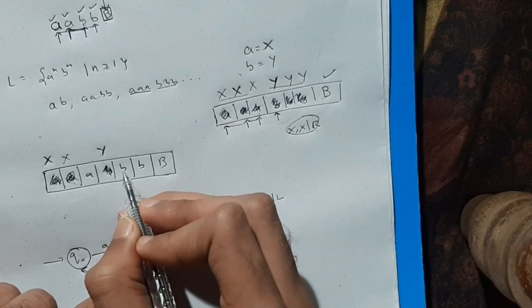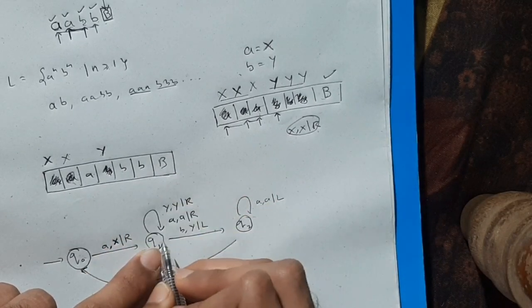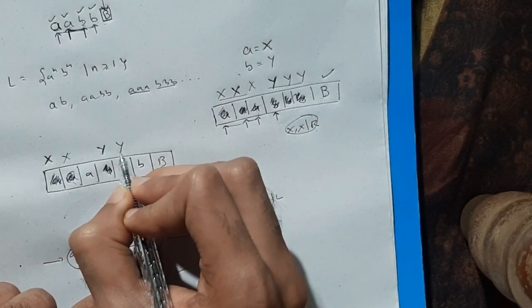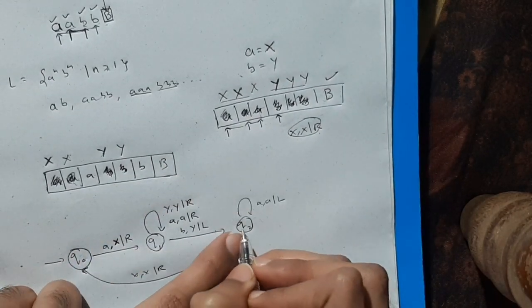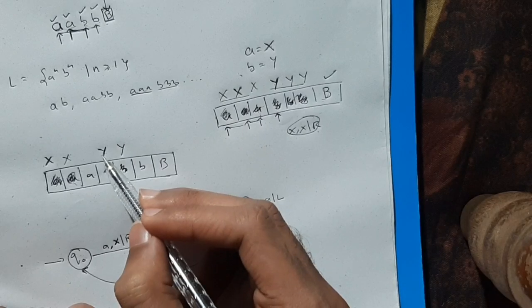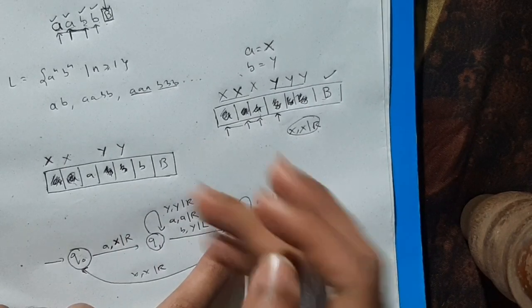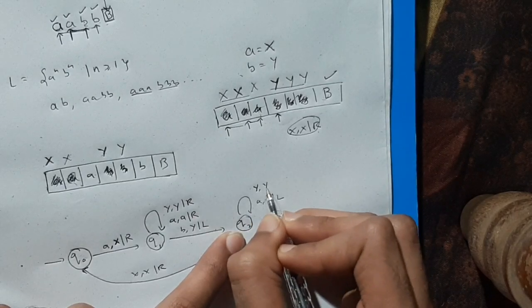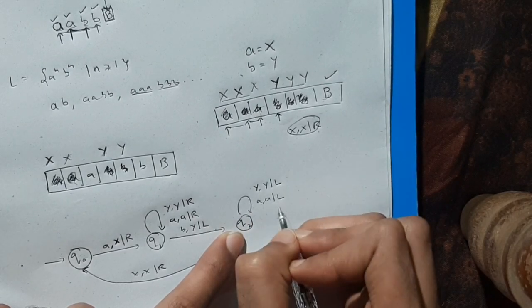Whenever I move to the right position, if I find B, what I have to do is mark it as Y and move to the left. I'll move to this state now. On the left also I encounter Y. What do I have to do? Nothing. Just ignore it and move to the previous state. So here also if I encounter Y, rewrite Y on it and move to the left.